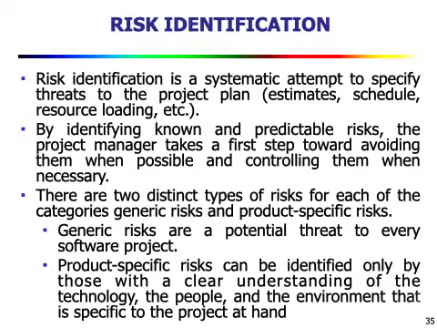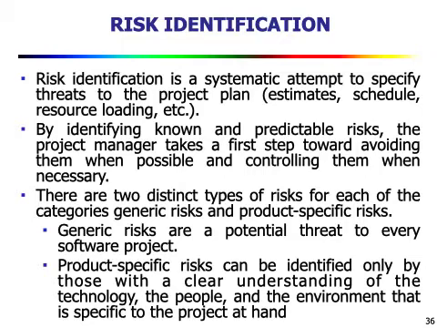So the first step is risk identification. In risk identification, the risks are identified in a systematic way, or it is a systematic attempt to specify threats to the project plan. By identifying the known and predictable risks, the project manager takes the first step towards avoiding them when possible and controlling them when necessary.